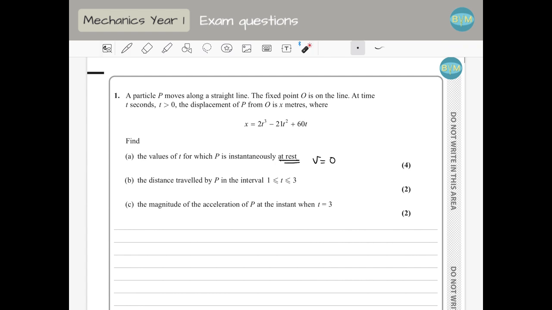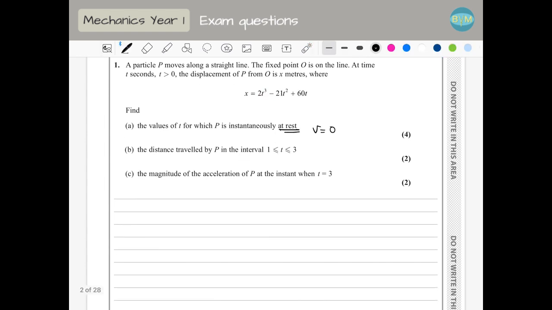So we have the displacement. Remember what I wrote here? We have to differentiate to have the velocity. So we are going to differentiate the displacement function to have the velocity, and that's what we are going to make equal to 0. So we have 6t squared minus 42t plus 60, just differentiating this expression, and then we are going to make this equal to 0.